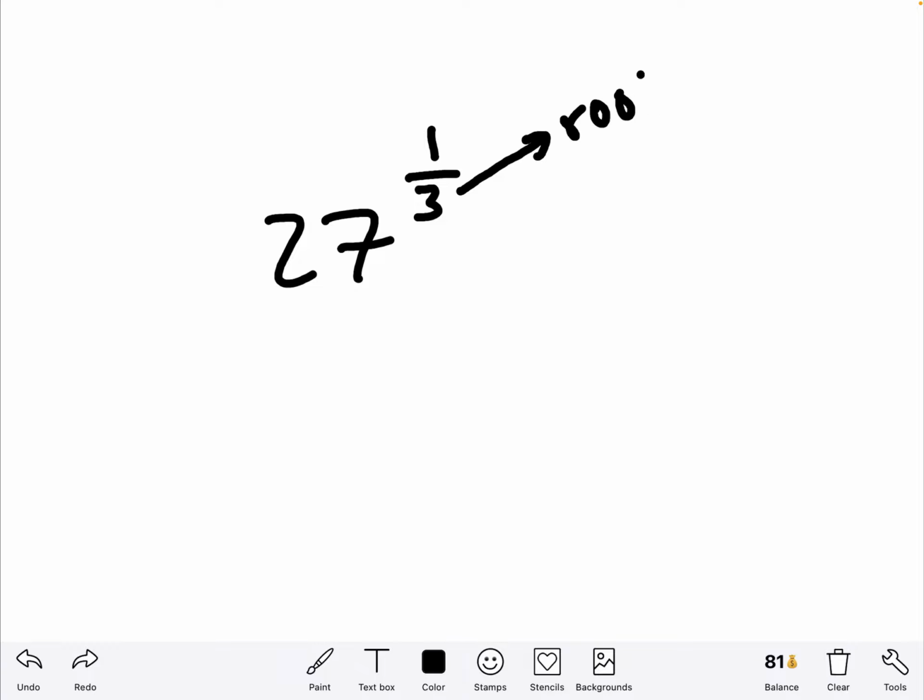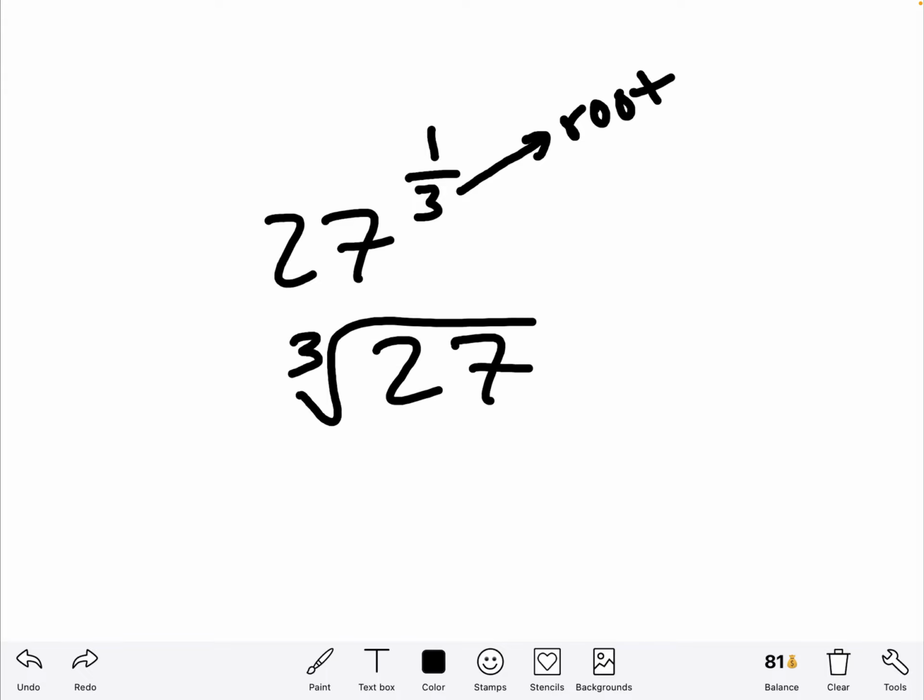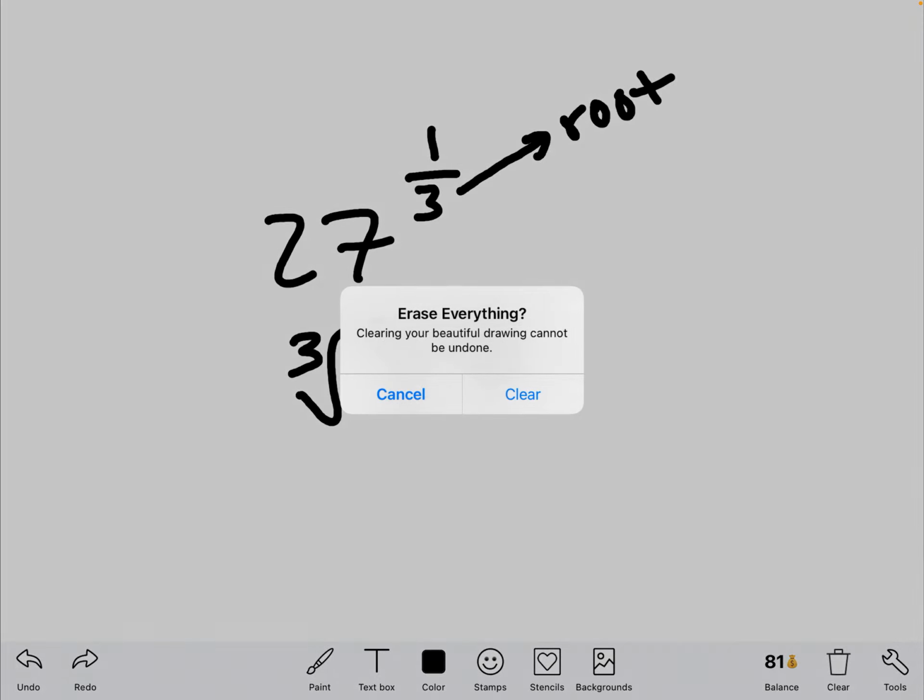Now, if we wanted a different one, for instance, we want 27^(1/3). And you're probably wondering, well, how would we write that? So we have a fraction. Obviously, it's telling us that this is going to be a root. And the denominator is telling us what our root is. So this is a cube root because of the denominator. 27 cube root, which I'm pretty sure is 3.